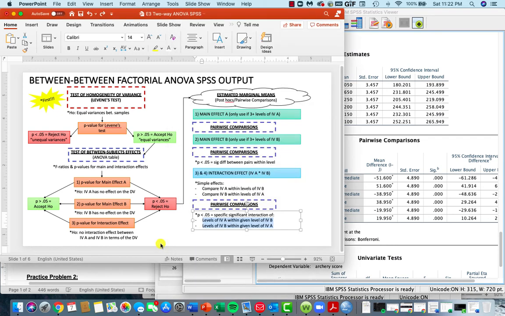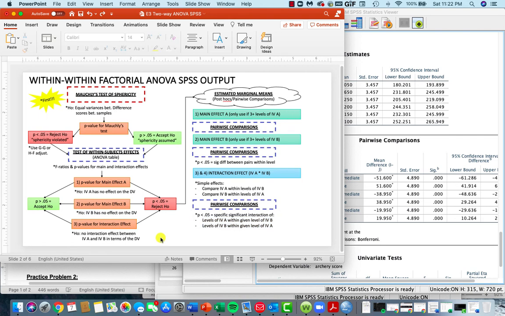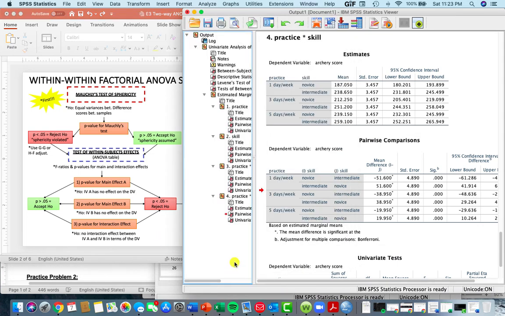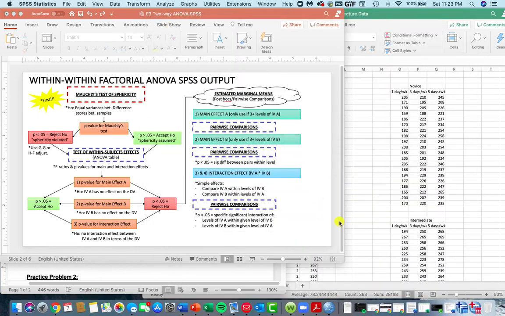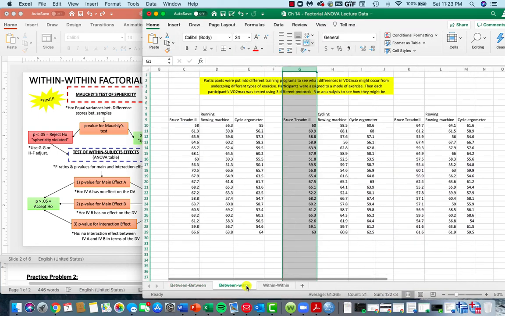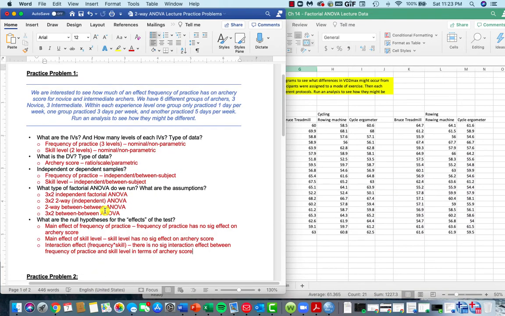All right, so that's our between factorial ANOVA. That was a lot of fun. A lot of this is repetition too once we get into other examples. So what I'm going to do is minimize this for now and minimize that for now and go to our next example, which is problem 2.